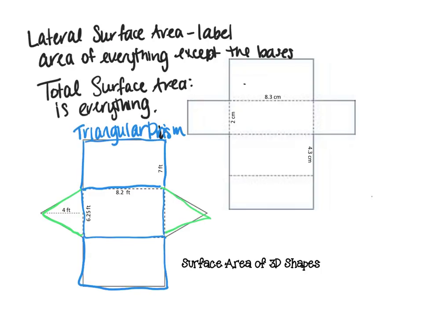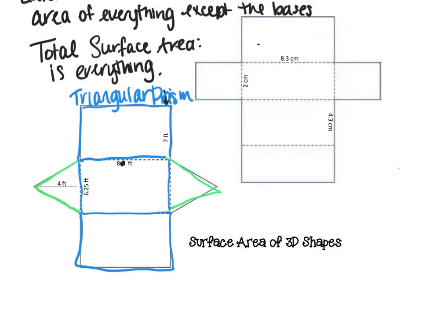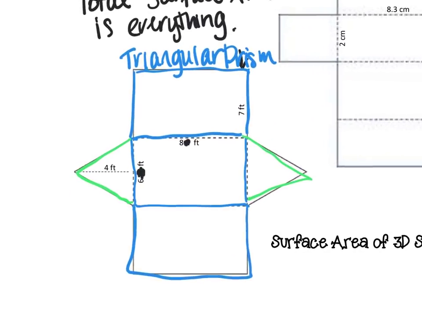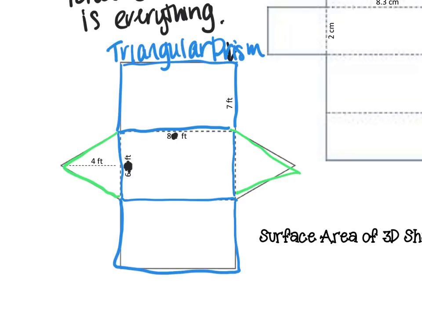Okay. So I'm going to change these numbers just for time and grins, I'm going to make this 8 feet, and I'm going to make this just 6 feet, okay, just so we can tread a little faster, okay? So if I'm finding my lateral surface area, I'm going to find the area of this piece, and this piece.